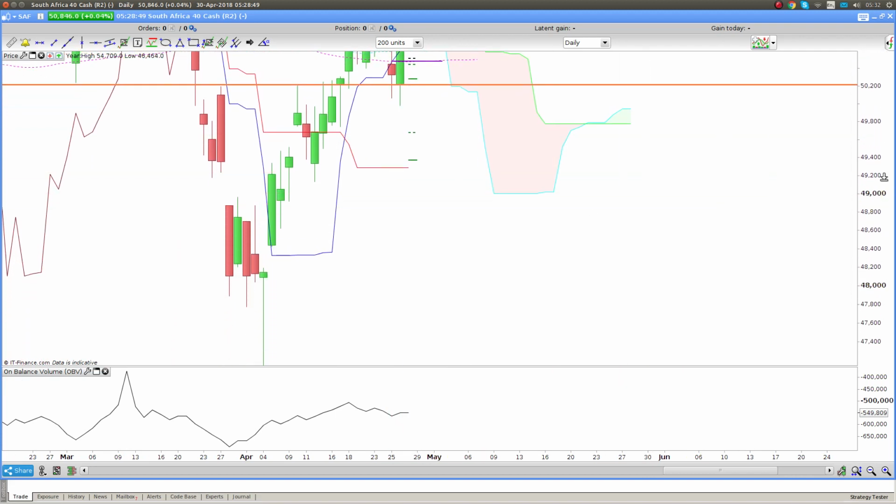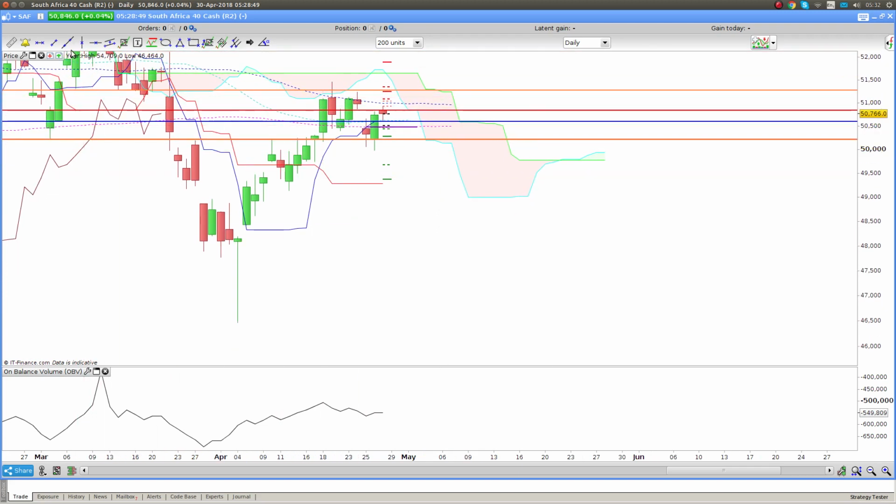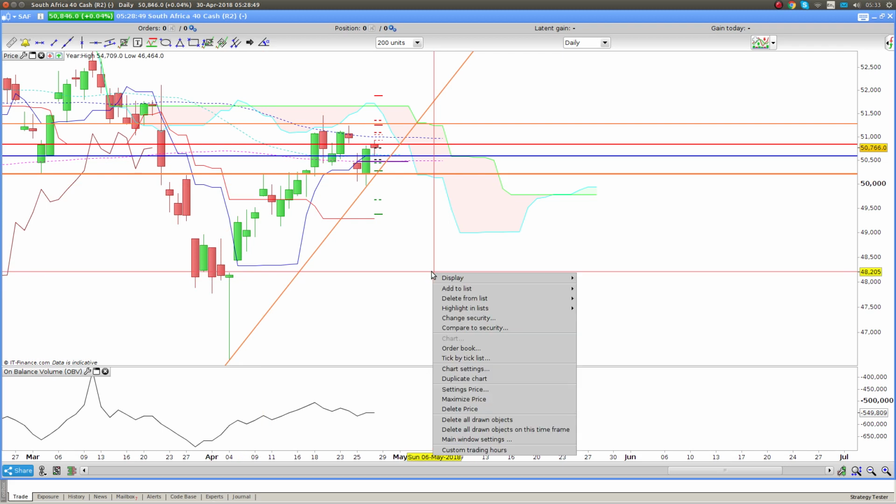So you can see already we have a couple of levels here that we need to take into account. And I think we can actually also add this trend line here that's formed. That trend line formed on Thursday, so that's pretty safe to put in. And I can almost see that we have a kind of a channel brewing, but anyway, let's leave that out for now.